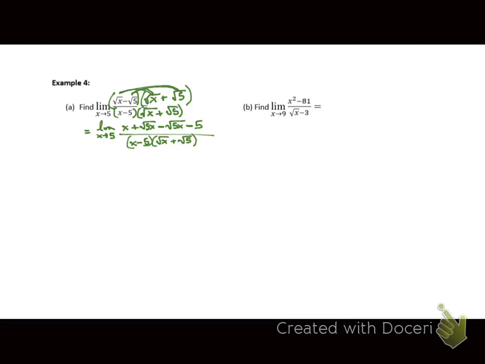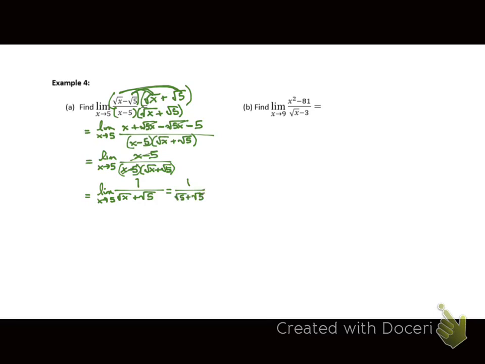So if I cancel now, those go away. And we end up with the limit as x approaches 5 of x minus 5 over x minus 5 times root x plus root 5, which is very nice because that means that the x minus 5s will cancel. So we end up with the limit as x approaches 5 of 1 over the square root of x plus the square root of 5, and now we can just plug it in. So we end up with 1 over the square root of 5 plus the square root of 5.